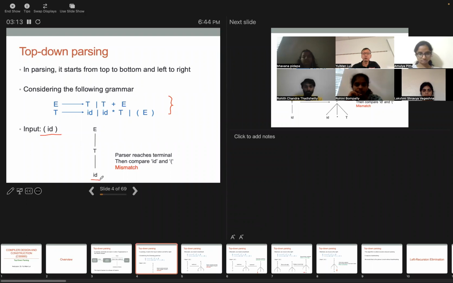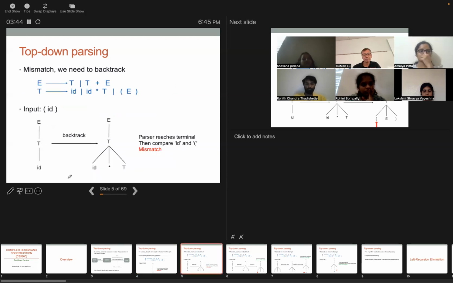Then we're going to do a match. ID is a terminal, so we match it with our input. The first character of our input is a left parenthesis, so it does not match. It is a mismatch. So what we're going to do is backtrack and try the next one.